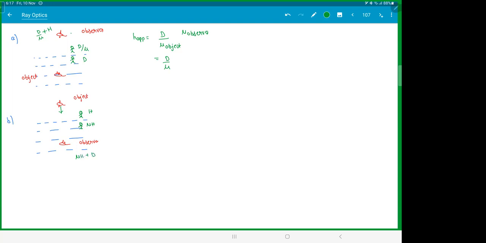Making sense? You have to come the reverse now. Light rays are coming from air into water. So who is the object and who is the observer now here? The apparent distance is h by mu object, that is mu air, into mu observer, that is mu liquid. Are you getting this? So this is mu into h. So if you just go inside the water, the distance will be mu into h.